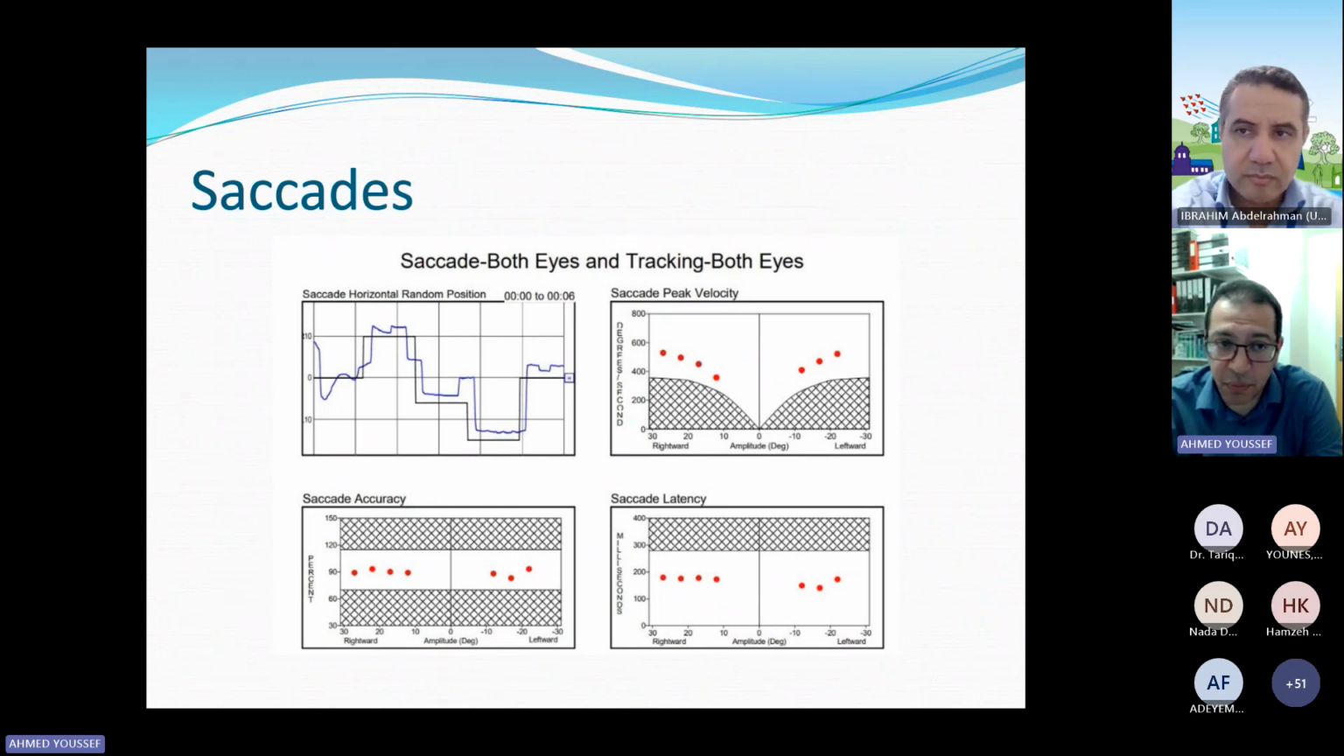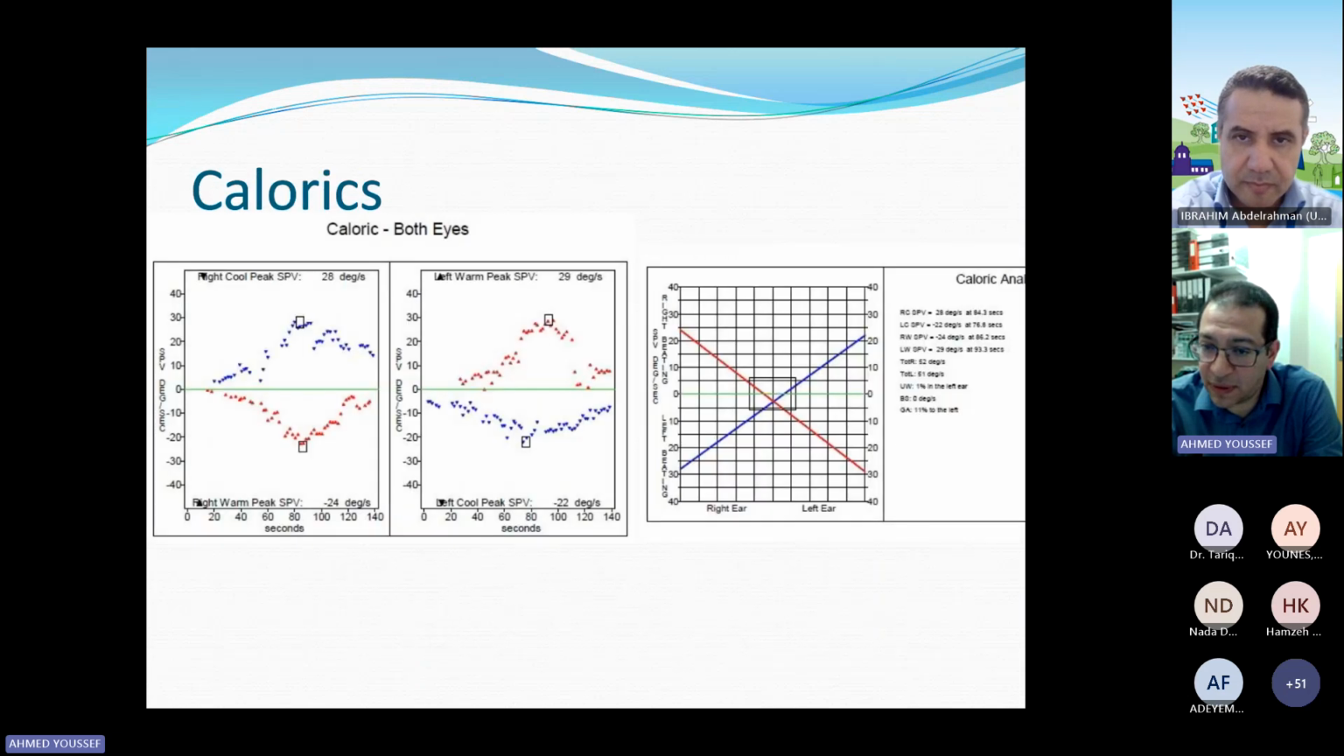So if the report shows that the patient has got defective smooth pursuit or saccades, these are suggestive that our patient has got central pathology, but I have to say that it is not necessarily 100%. It's about 50%.